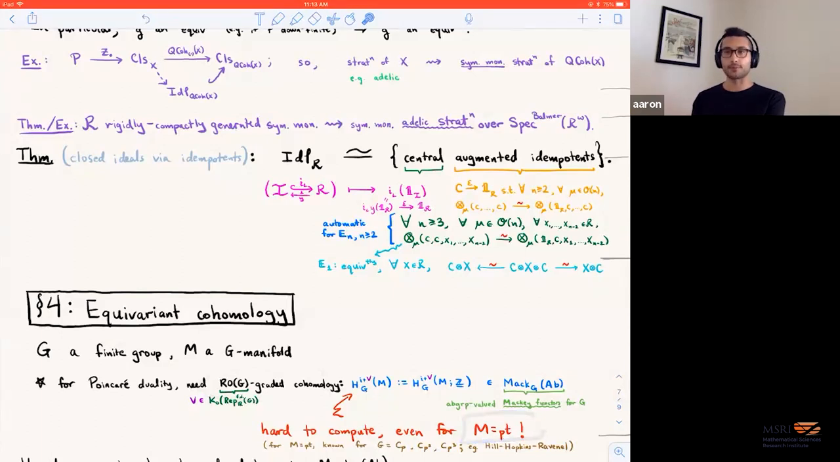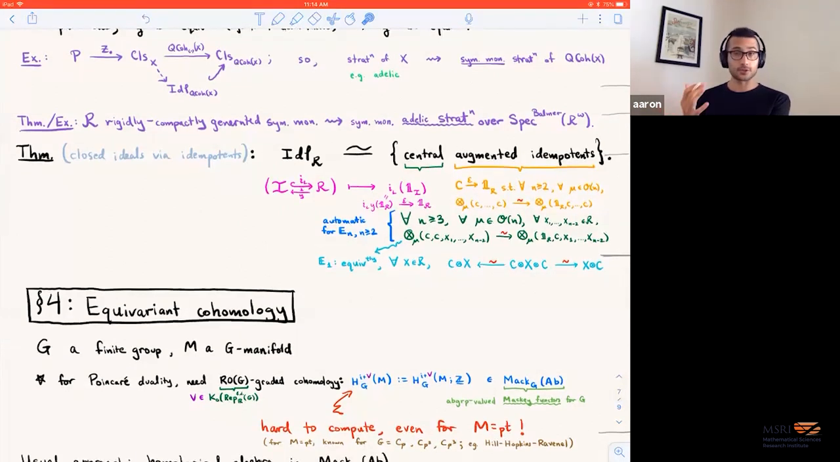So there are some computations out there. I think most famously is a computation for the cyclic group of order 4 and of order 8 by Hill, Hopkins, Ravenel in their proof of the Kervaire invariant one problem. But that's just one example. There are some other computations out there as well. But yeah, this is a pretty difficult computation, and it's known for those groups more or less.